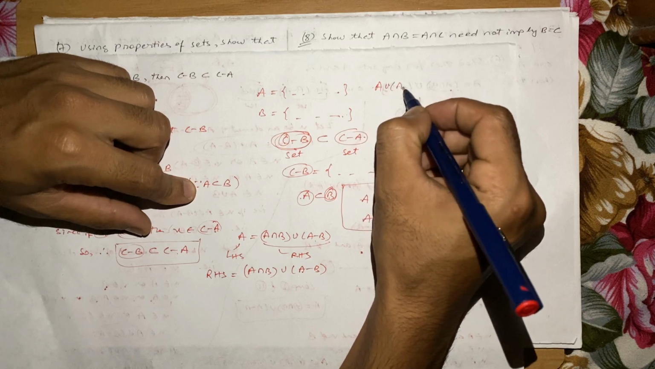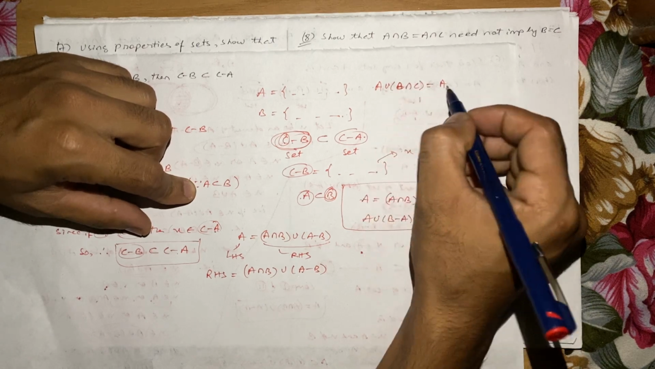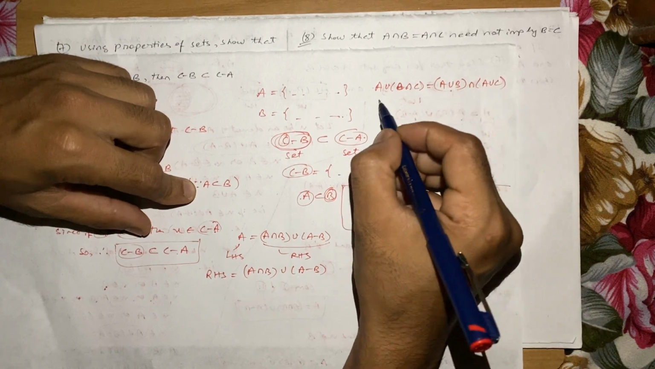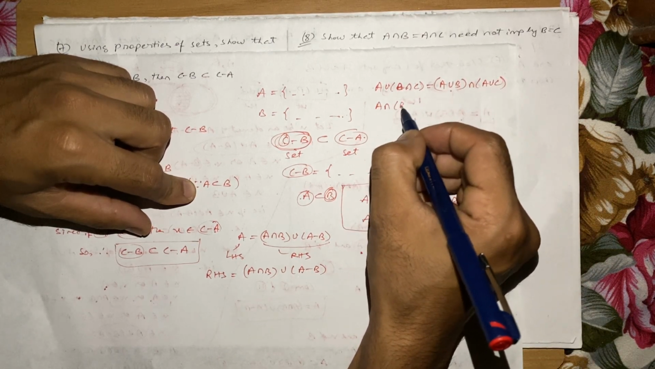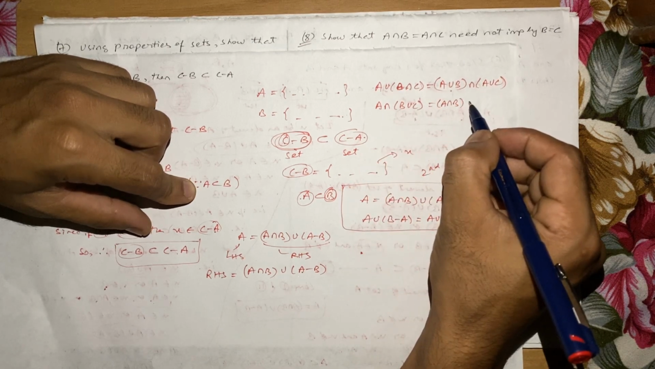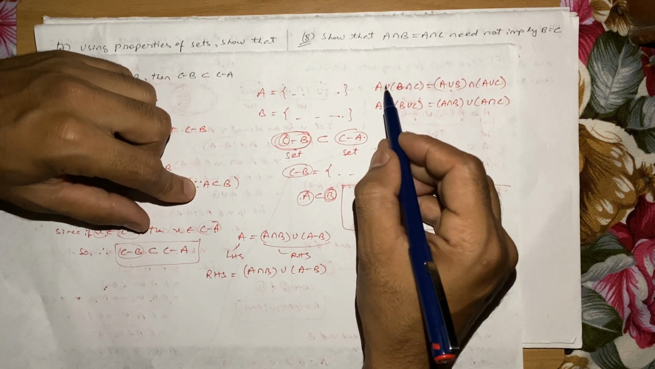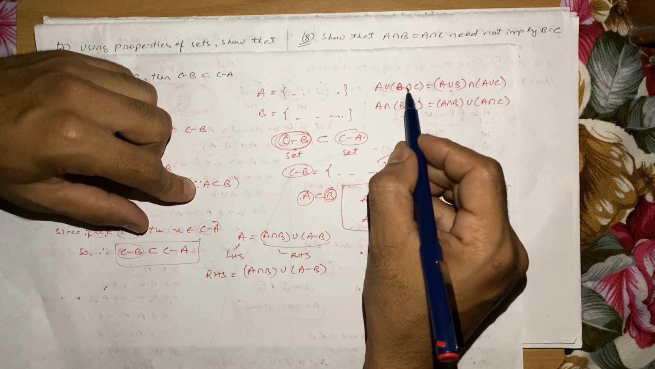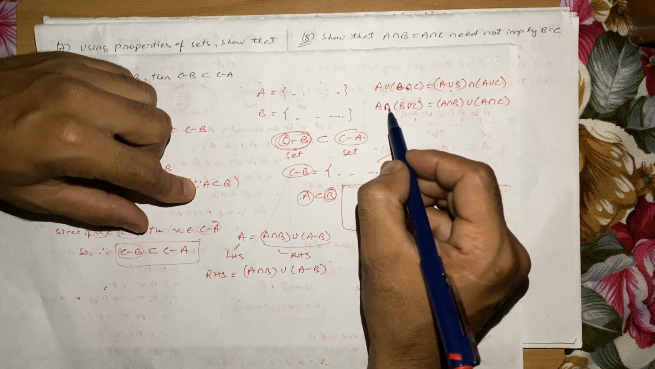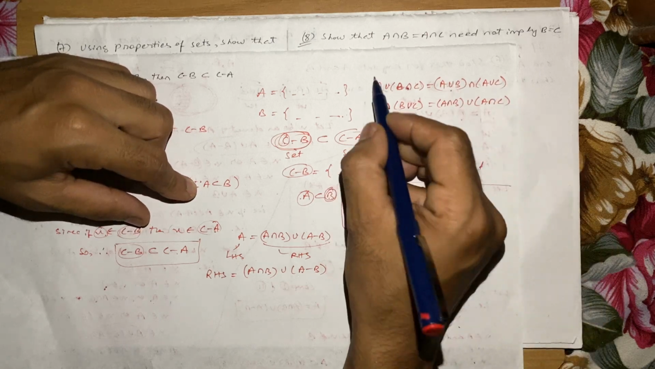A union B intersection C is equal to what? A will first get united with B, and this intersection will come in between A union C. And there is another law: A intersection B union C will be what? A will first intersect with B, and then this union will come in between A intersection C. So this is distribution of union over intersection, and this is distribution of intersection over union. Intersection has been distributed 2 times and union has been distributed 2 times. So these are the distributive laws.